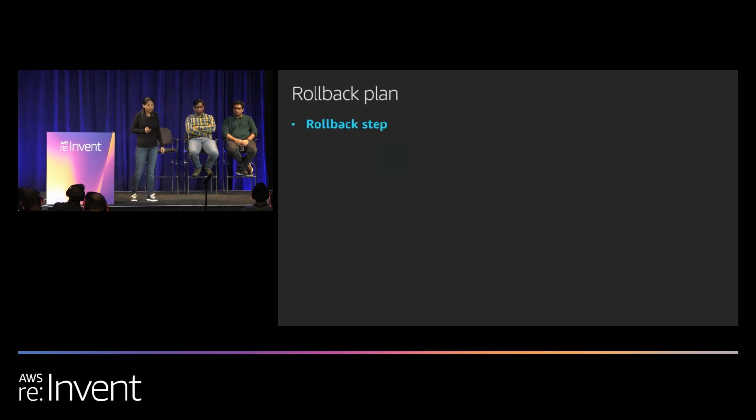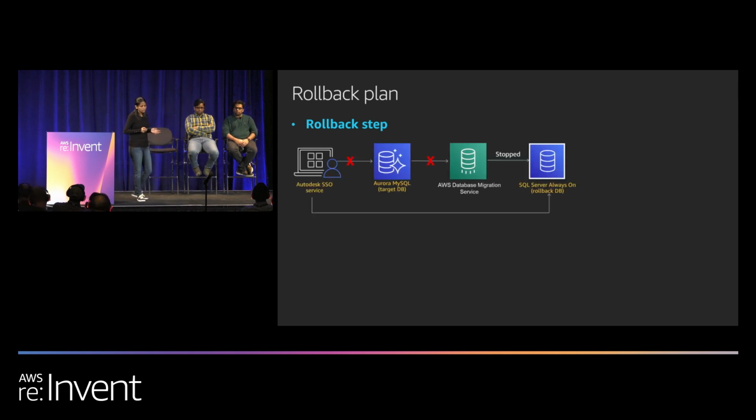Now let's talk about the rollback plan. It was a backup plan for us in case the application behaved unexpectedly after switching to Aurora MySQL. So in this case, we had planned that we would stop the write traffic to the target database, which was Aurora MySQL, wait for the pending records to get validated, and then stop the DMS task and switch the application to the rollback database. And this way, we could have gone back to the old setup without any data loss.